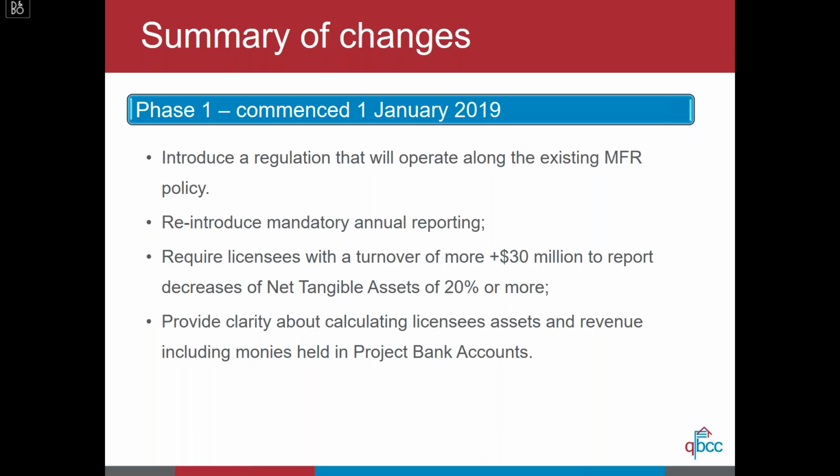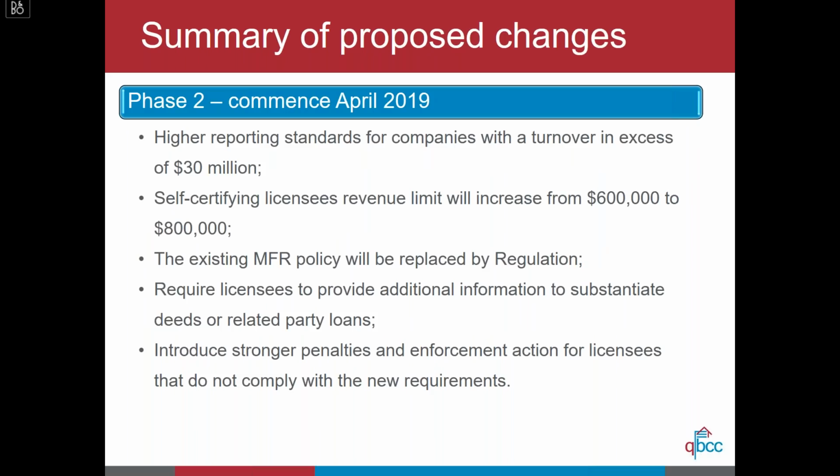Now, if we also look at what's coming in April, so as I mentioned yesterday, the Governor and Council approved the Queensland Building and Construction Commission MFR full regulation. It's now available on the government legislation website, and this now introduces higher reporting standards for companies with a turnover in excess of 30 million. There is a change that may actually impact some of you.